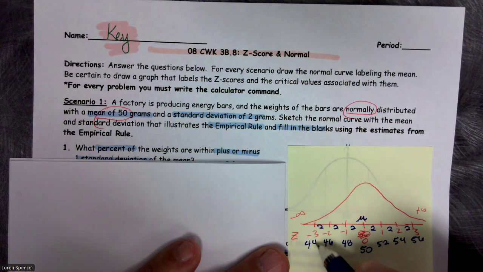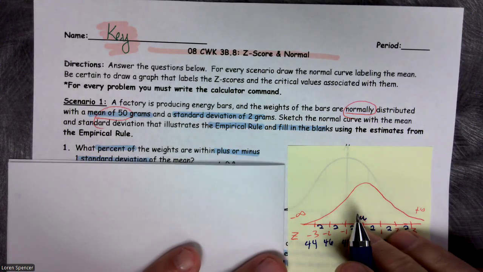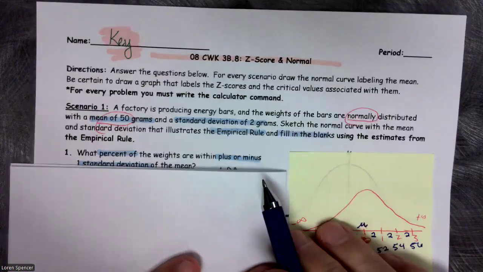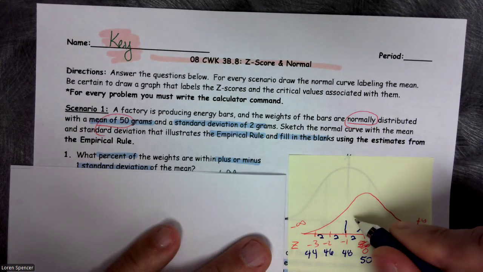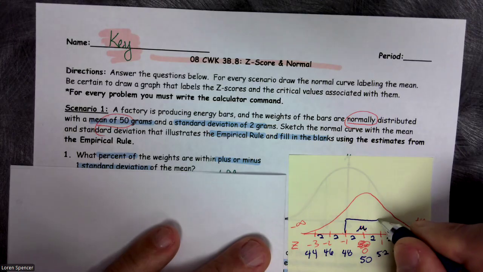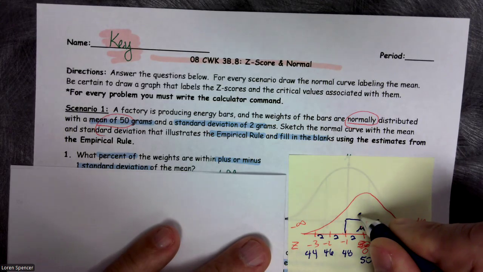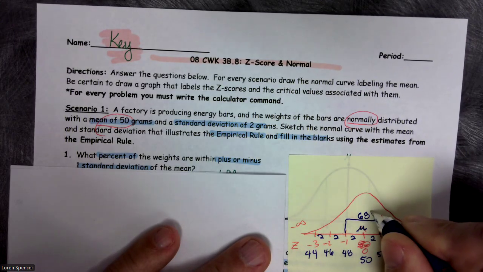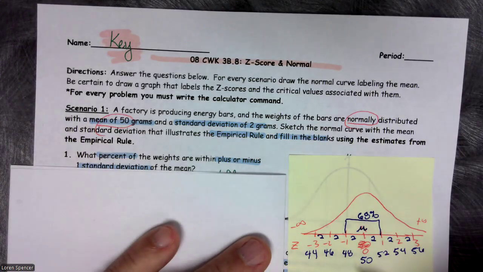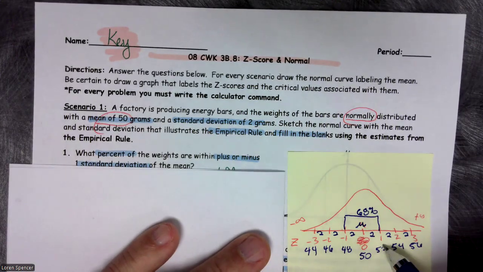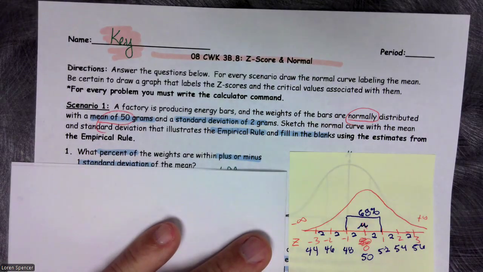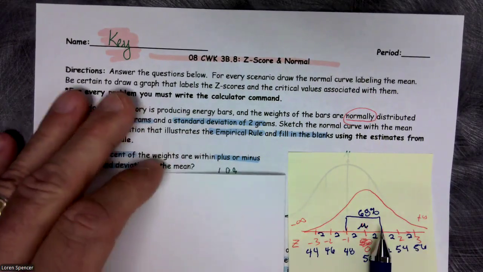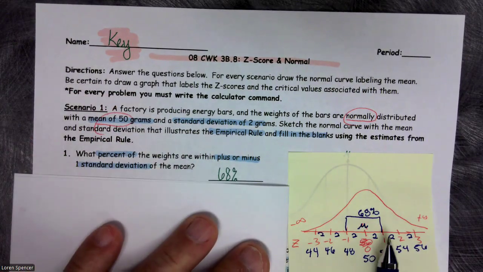46, and 44. It says what percent of the weights are between plus or minus 1 standard deviation? Well, guess what? It's always going to be the same for normal. That's one of the things that's special, and it'll be approximately 68%. So between plus or minus 1 standard deviation, without doing any calculations, we can estimate it at 68%. So we can go ahead and write that down.